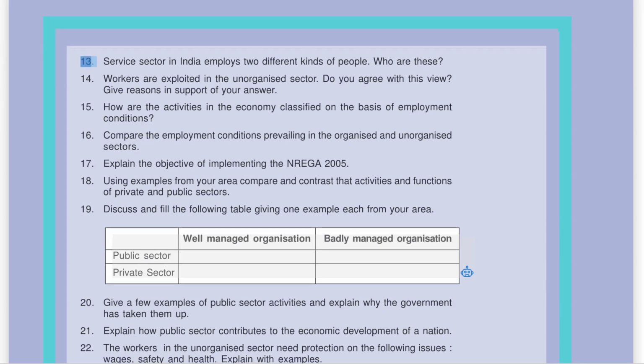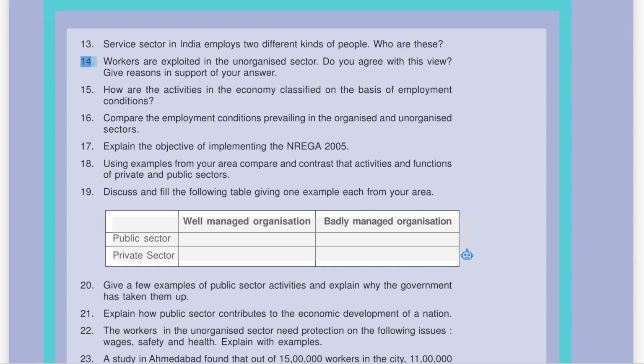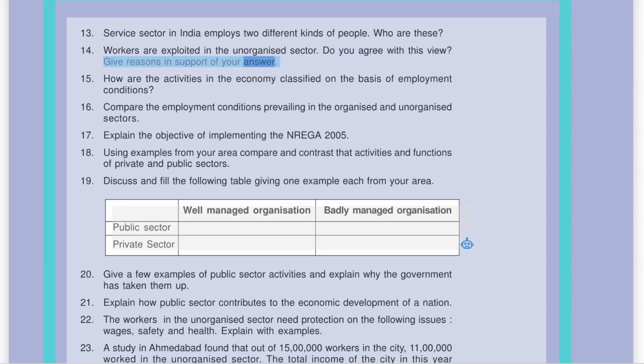13. Service sector in India employs two different kinds of people. Who are these? 14. Workers are exploited in the unorganized sector. Do you agree with this view? Give reasons in support of your answer.